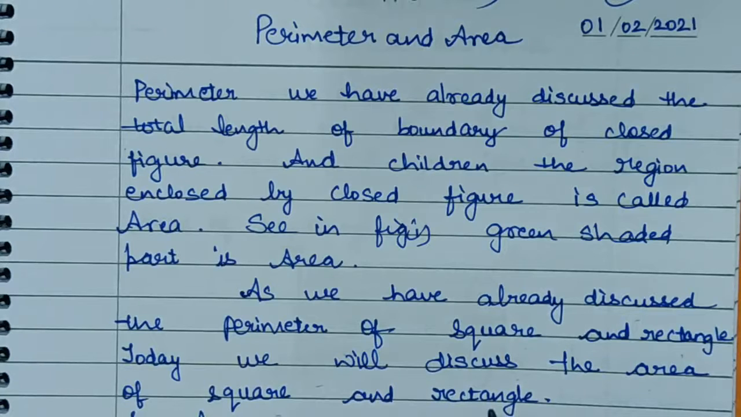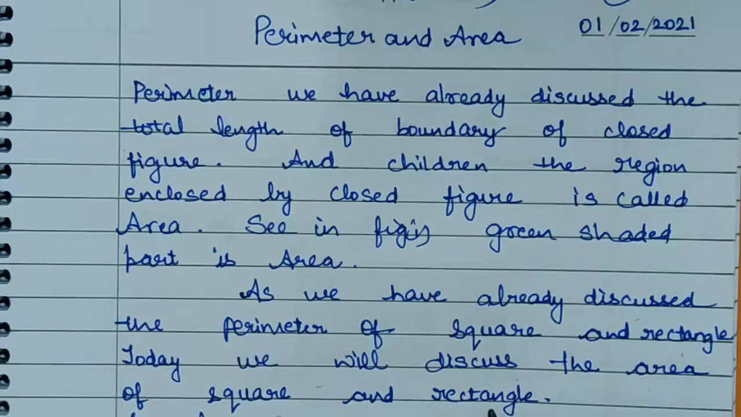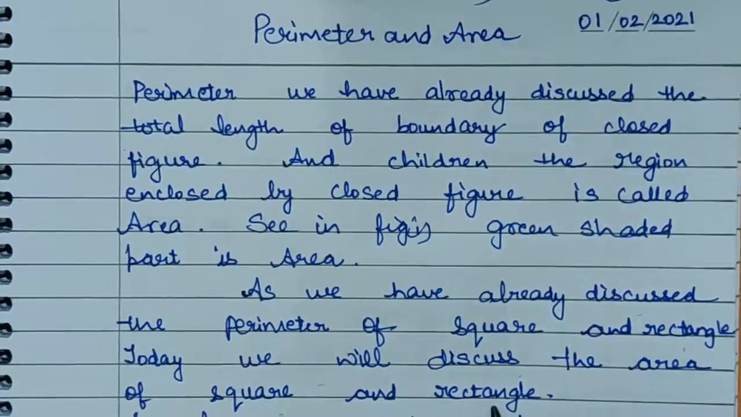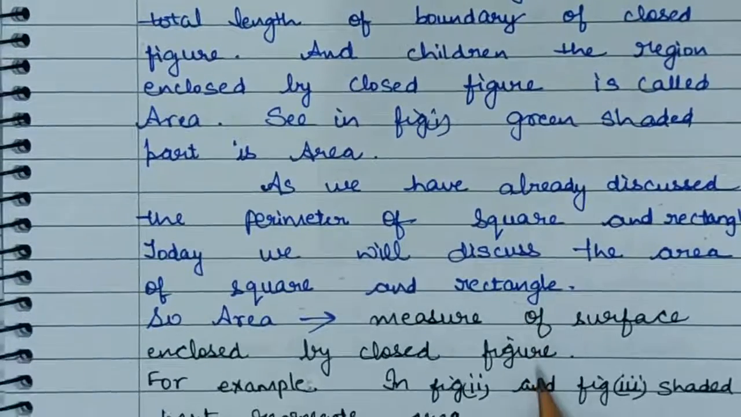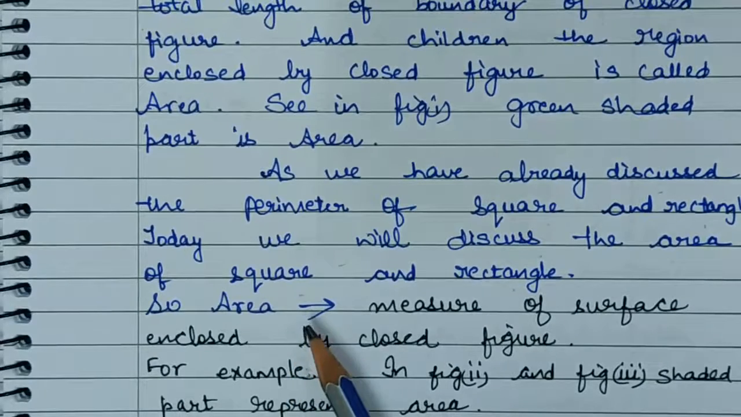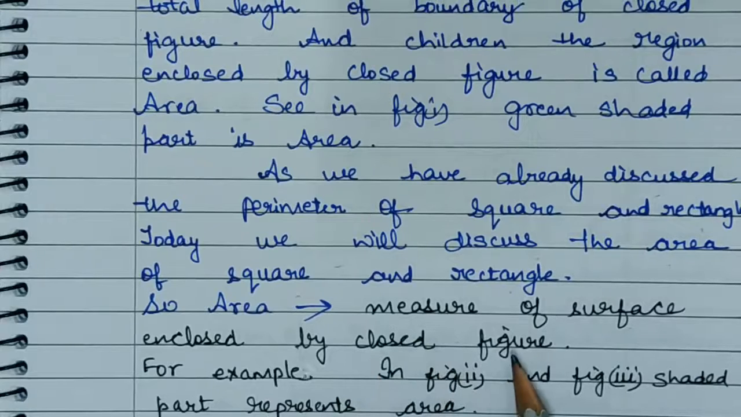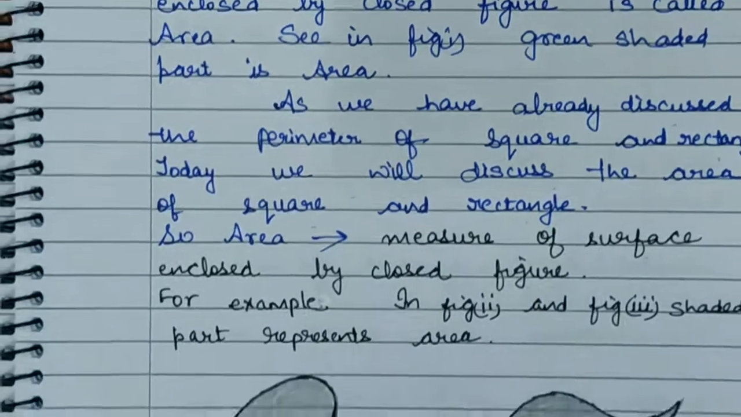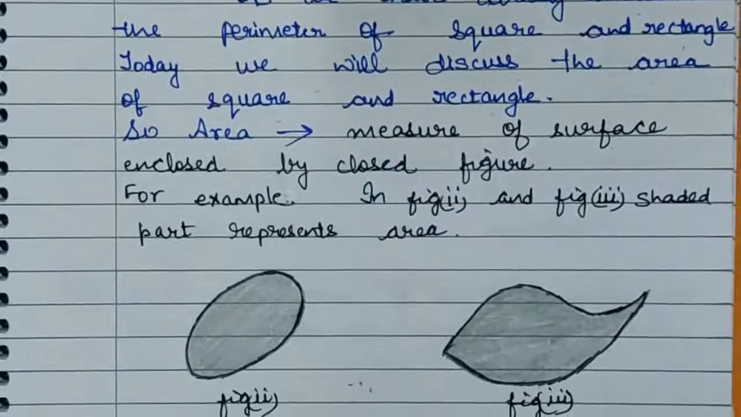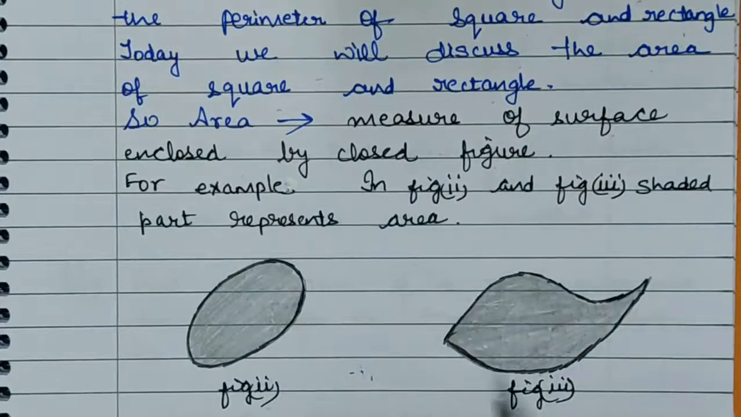Now in the figure we have seen the green shaded part is the area. So we can say that the area is the measure of the surface enclosed by a closed figure. Clear? For example, if you see these two figures, figure 2 and figure 3, the shaded part in both the closed figures represents the area.